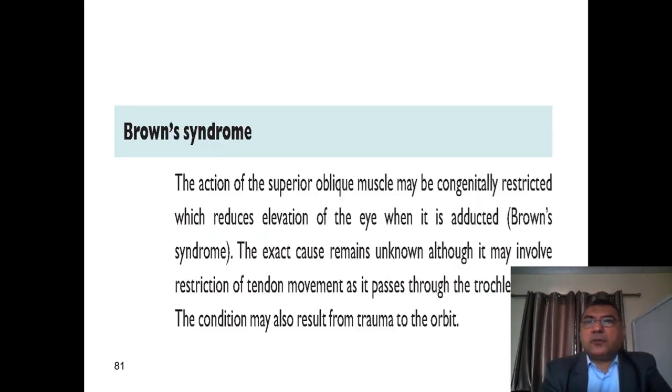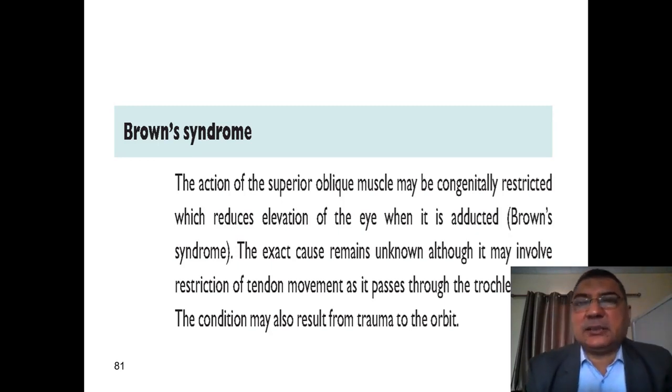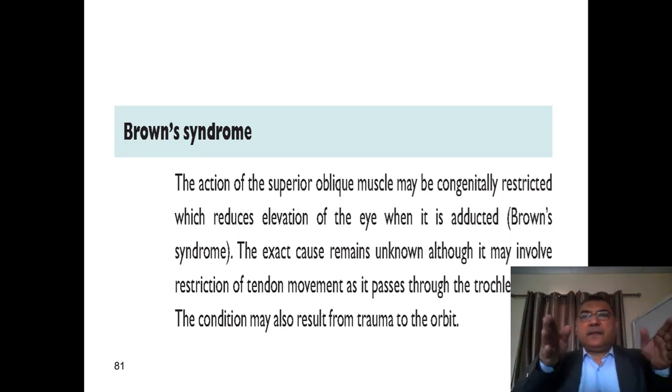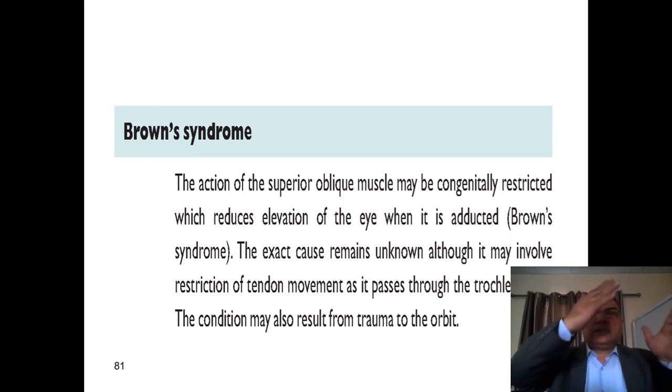Brown syndrome is one of the ocular motility defects in which there is defective elevation of one eye in the adducted position. So the patient cannot elevate, for example, the right eye if the eye is adducted, for example, in left gaze.